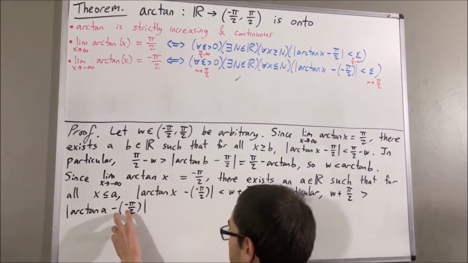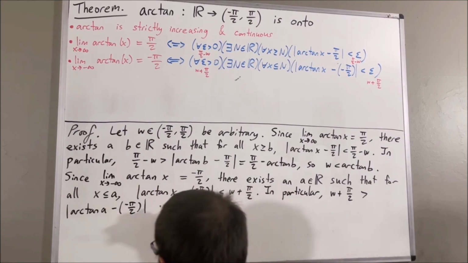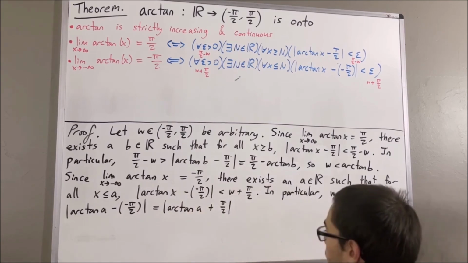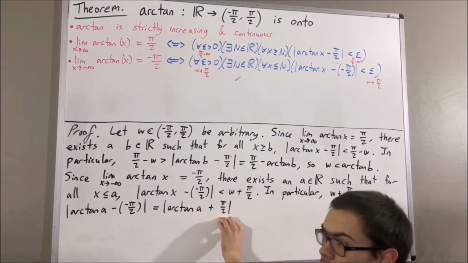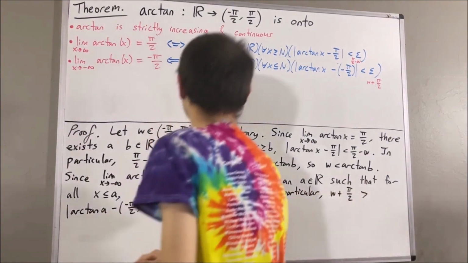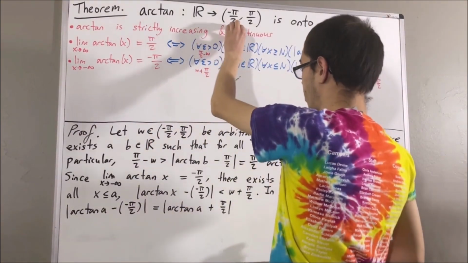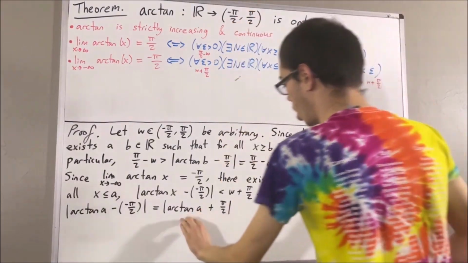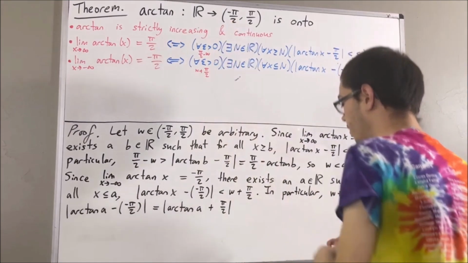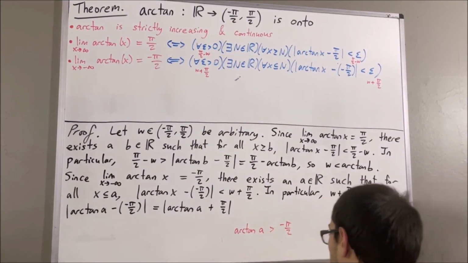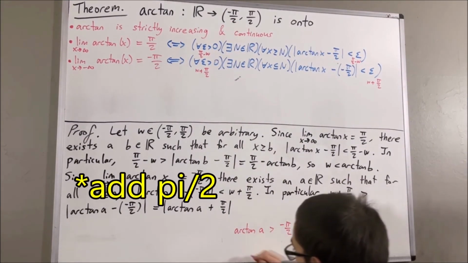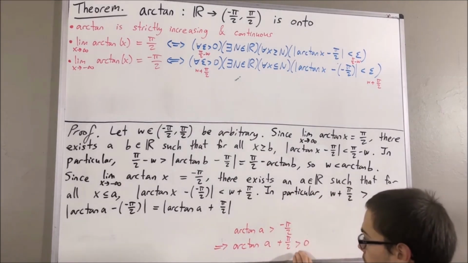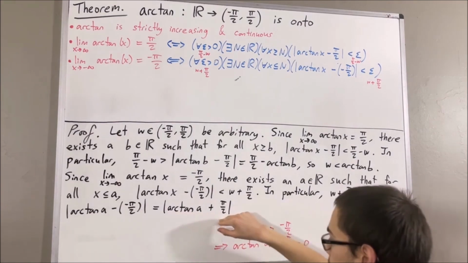Next, let's just join these two guys into a plus pi over 2. And then the arctangent of a plus pi over 2 is positive because we know every output value of the arctangent function is bigger than negative pi over 2. So in particular, arctangent of a is bigger than negative pi over 2. So if we add pi over 2 to both sides, we get arctangent of a plus pi over 2 is bigger than 0. So we can get rid of the absolute values here.